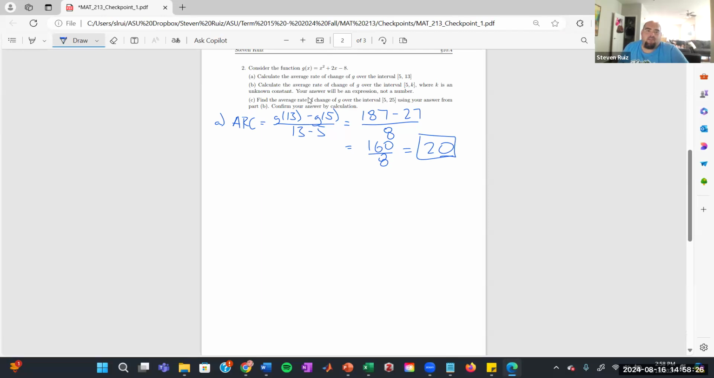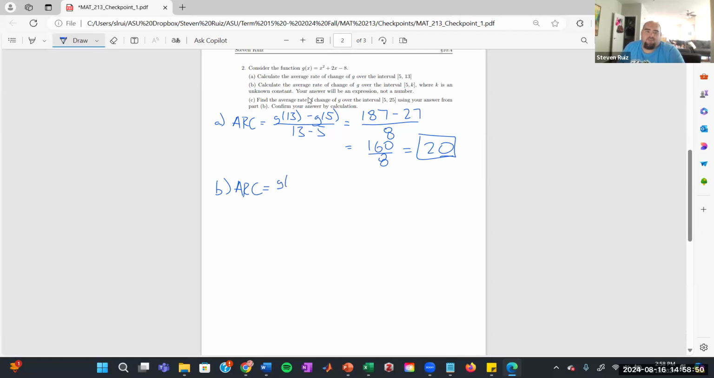So that's part A. For part B, you want to do something a little different. Our interval still starts at 5, but the right end of the interval is generic. It is some unknown constant k. So what is that going to do for us in terms of finding average rate of change? The answer is not that much.